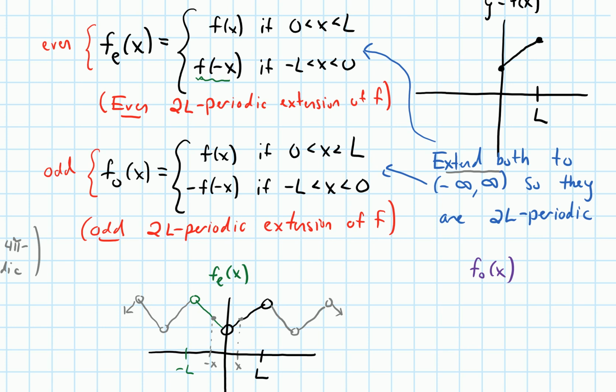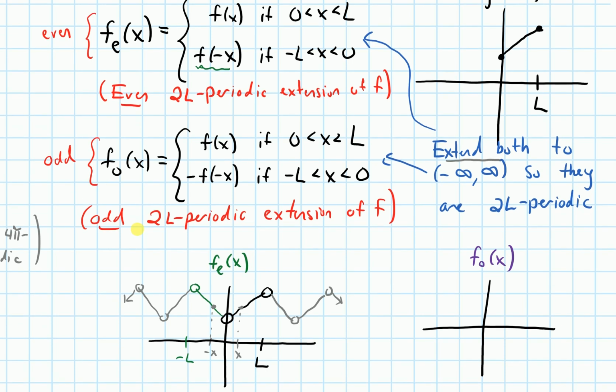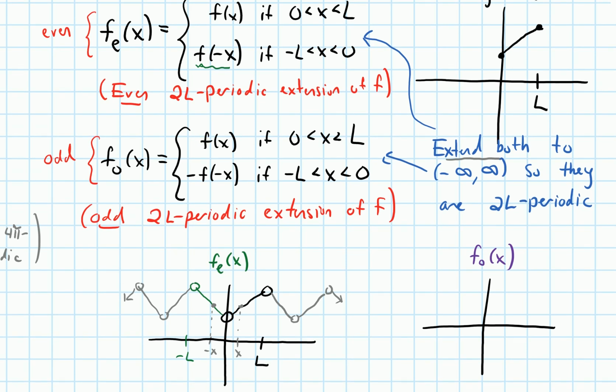All right, so now let's draw Fo of x. So what does this odd extension look like? All right, so let's draw our axes. Okay, so I begin in the same way by drawing f of x. Okay, so open circle there, because we don't have equal signs in this chain of inequalities.